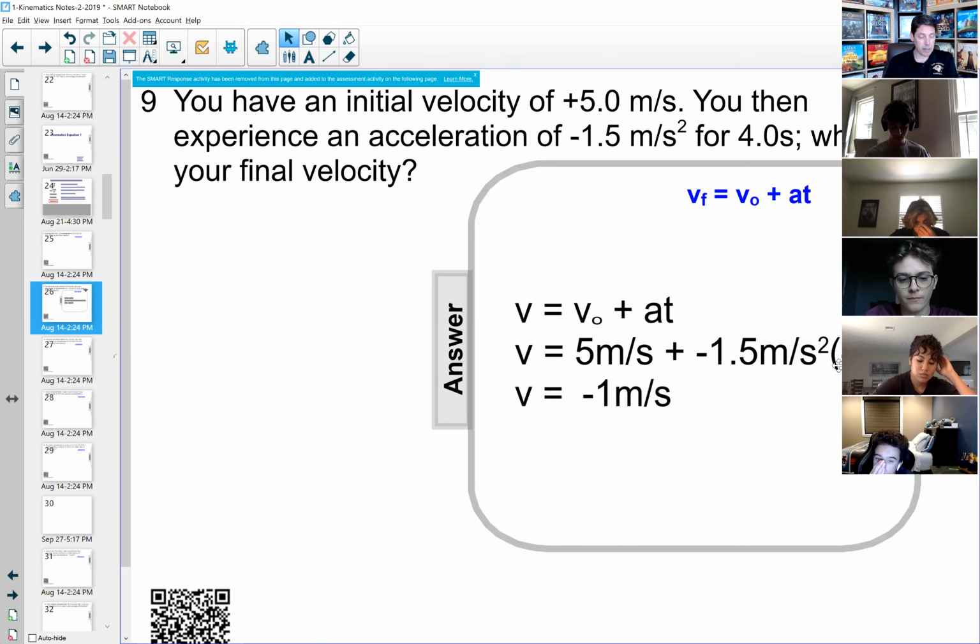So what's 1.5 times 4? 6. And with that multiplication step, the 1.5 has 2, the 4.0 has 2. So instead of just writing 6, we really should write it as 6.0 with 2 sig figs. And then this 5 technically was a 5.0 given, right? So 5.0 minus 6.0, what should this final answer be to reflect sig figs correctly? Negative 1.0 meters per second.